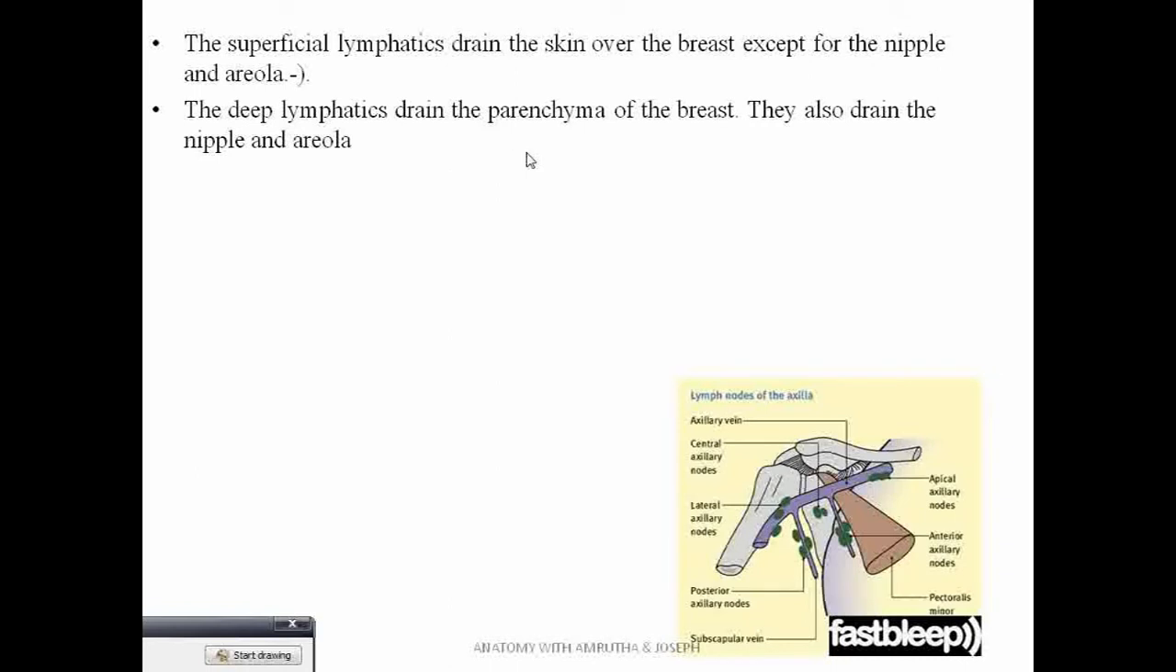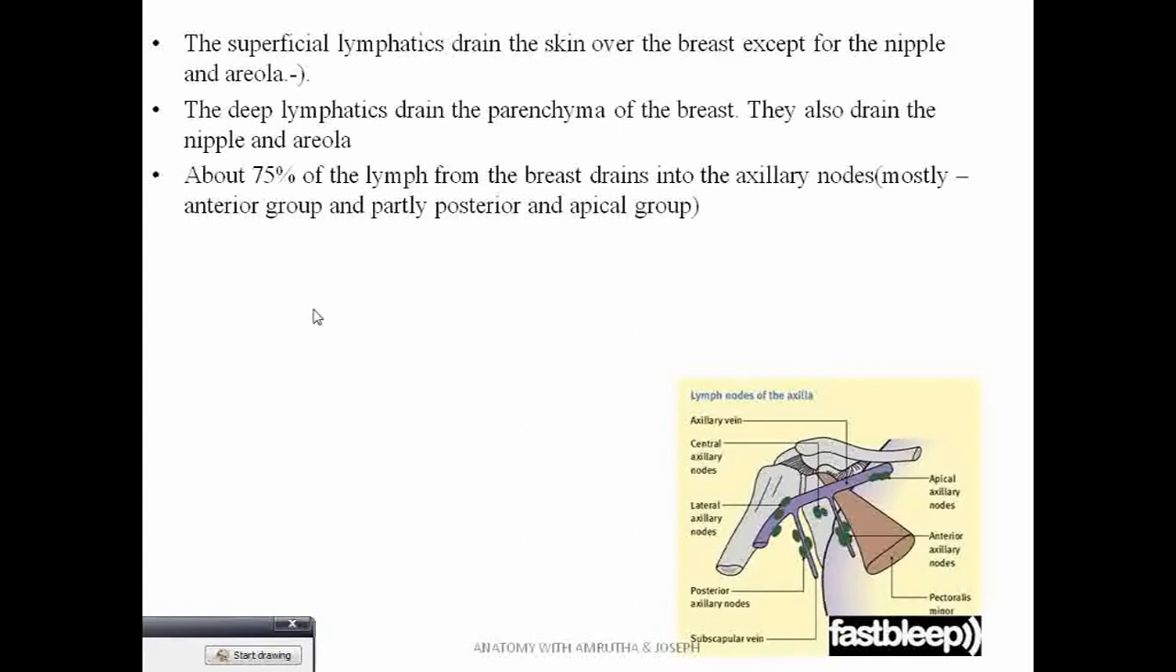Whereas the deep lymphatics drain the parenchyma of the breast. The deeper lymph nodes, which are lying in the deeper area, drain the parenchyma. They also drain the nipple and areola. Even though the nipple and areola lie superficially, they are drained by deep lymphatics.